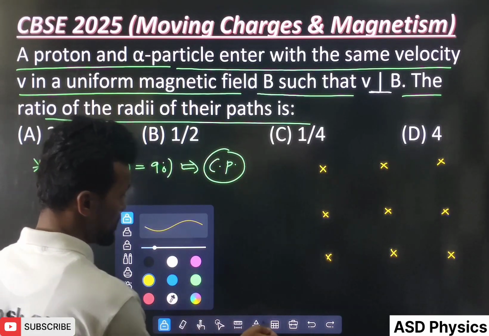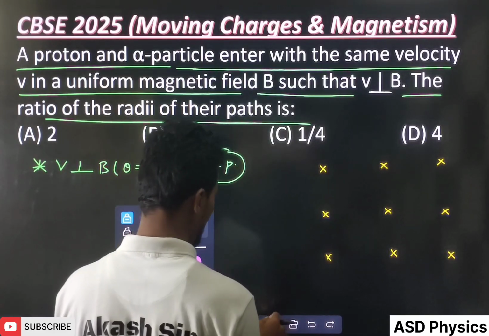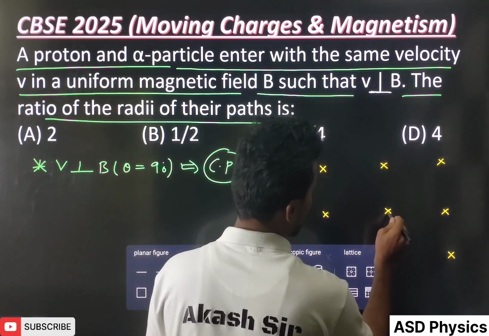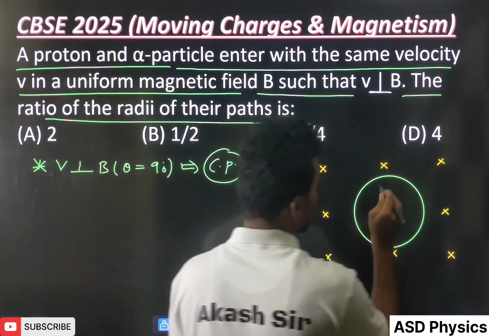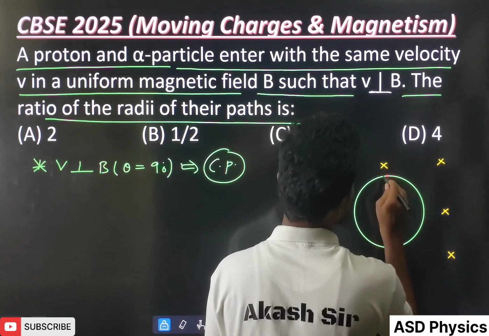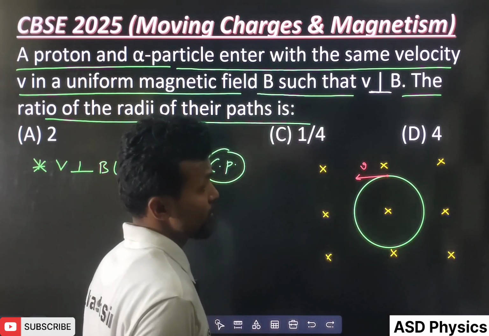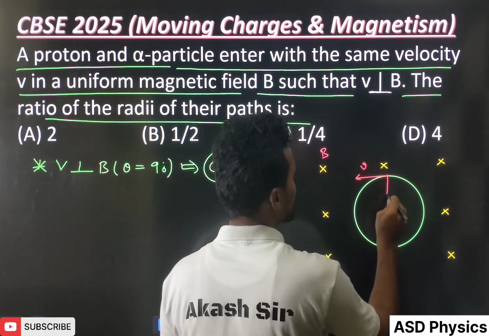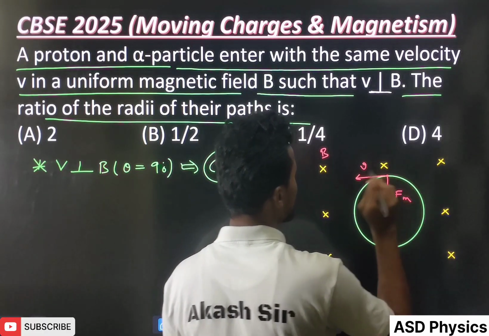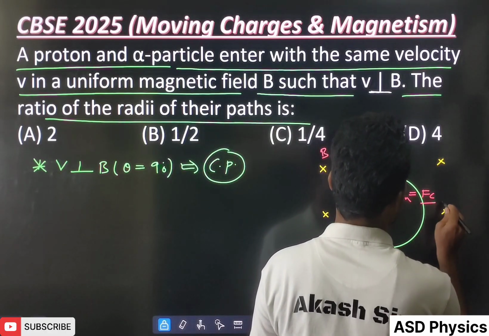And in this situation, when the path will be a circle, so see here students, the circular path will be there. I'll draw a circle here, like this kind of circle, okay? And let's take, for example, velocity in this direction, and the magnetic field inside, so one force will act here, that is called the magnetic force. Now I'm telling the basic, this magnetic force will act as a centripetal force, okay?